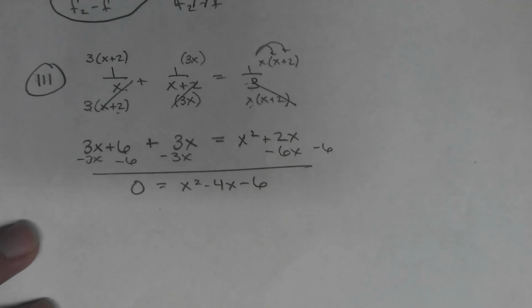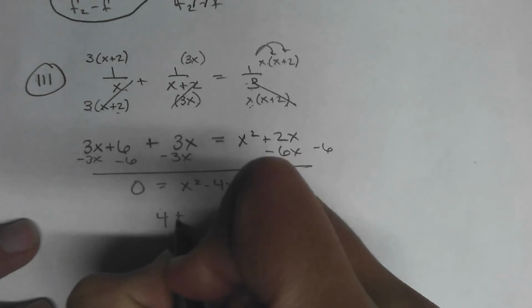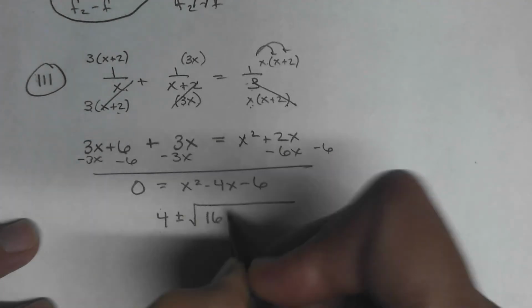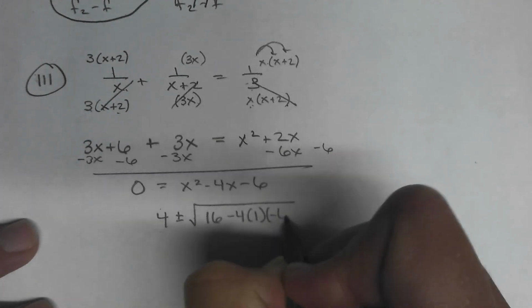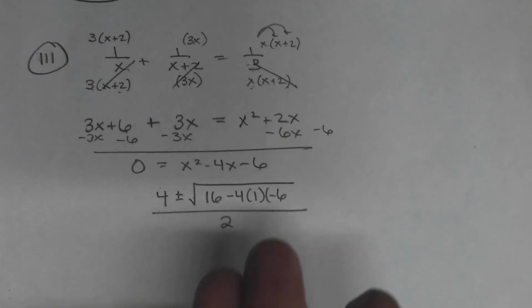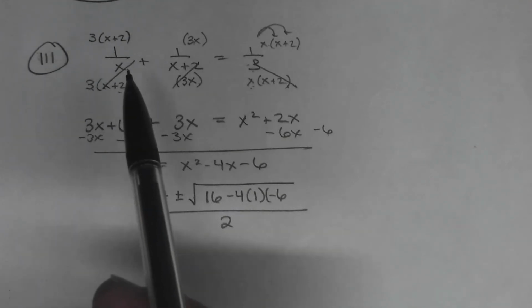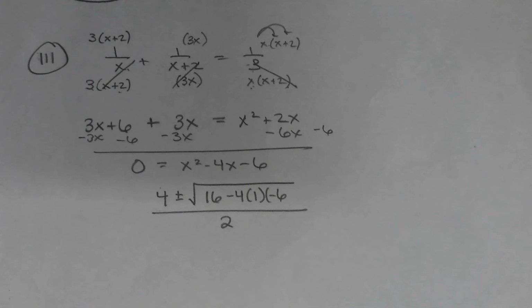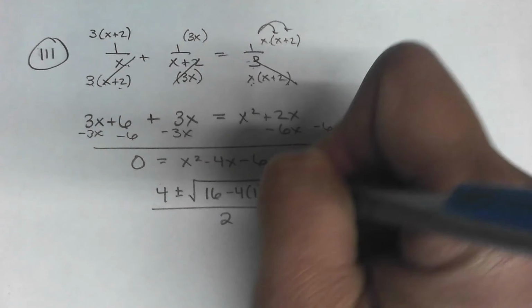Does it factor? Oh, I think it fell. 1 and 6, 2 and 3. So you need the quadratic formula, which is annoying, but is what it is. Opposite of b plus or minus the square root of b squared minus 4ac all over 2a. And then you would just go from there. And none of those are going to be restricted values. The only restricted values were 0 and negative 2, and that's not going to be one of the nice numbers that you get, so you don't have to worry about that.